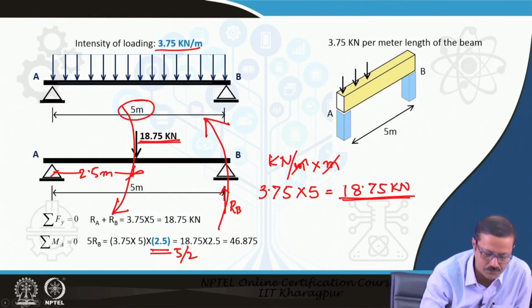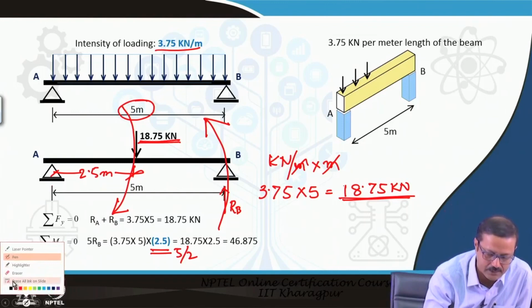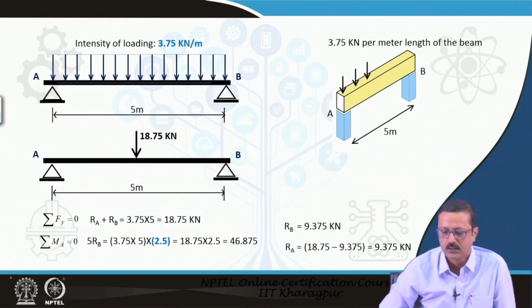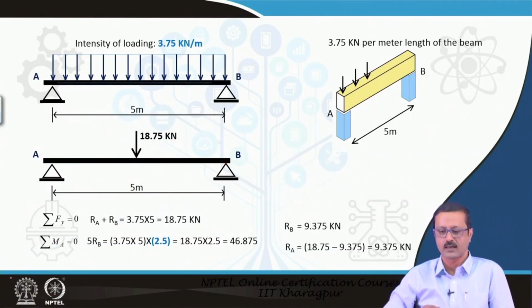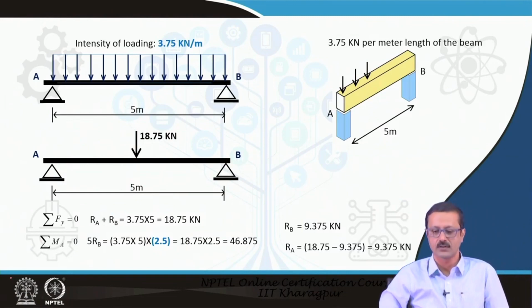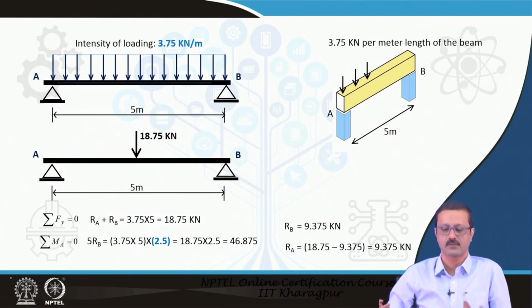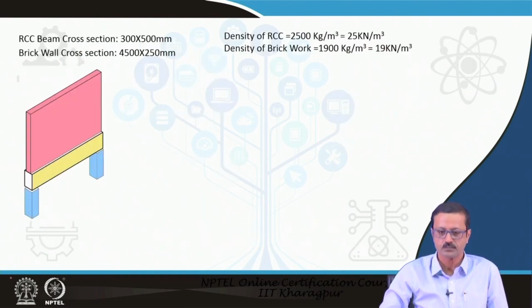So, by virtue of this understanding, we can now find out the reaction R B as 9.375 kilonewton, and R A is also 9.375 kilonewton.